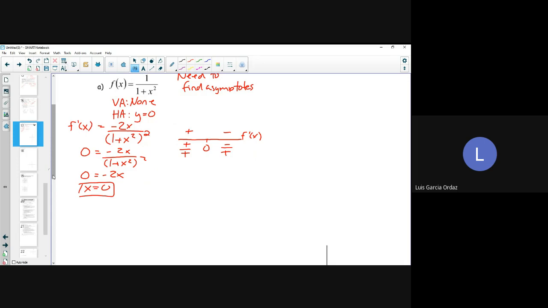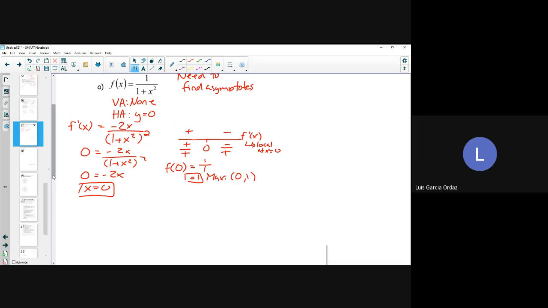Which means if we're going from positive tangents to negative tangents, is there a max or min at x is equal to 0? Max, okay? This means there is a local max at x is equal to 0. So let's figure out what that max is. So f at 0 is equal to 1 over 1, which is equal to 1. So my max happens at (0, 1). Okay, so we got that down.